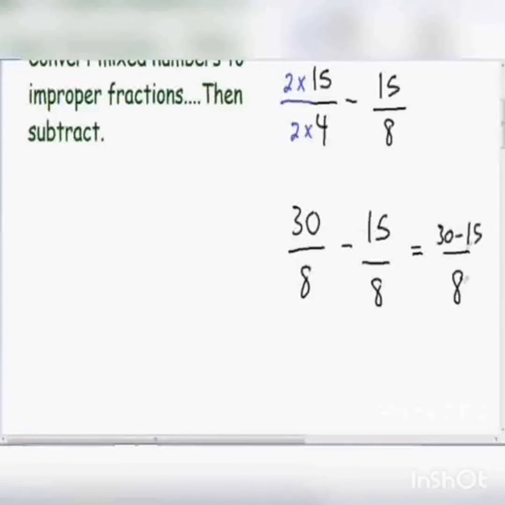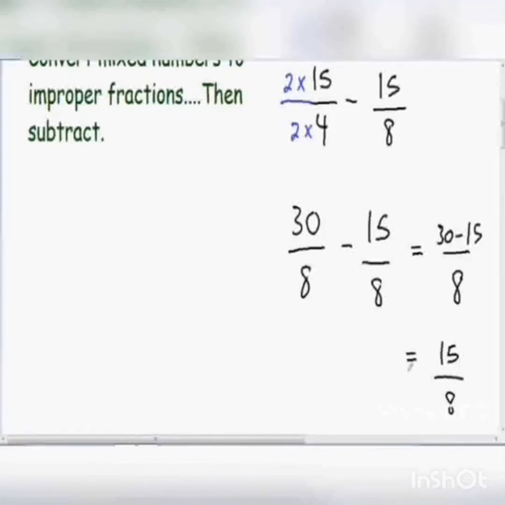30 minus 15. Now let's move to this other side. We are going to definitely have 15 over 8. Now, this is an improper fraction, and we normally do not leave our answers as improper fraction. We change them to mixed fraction.